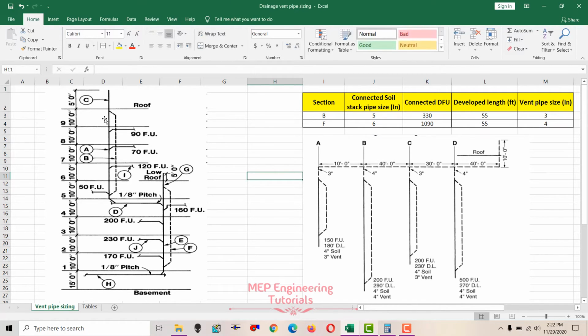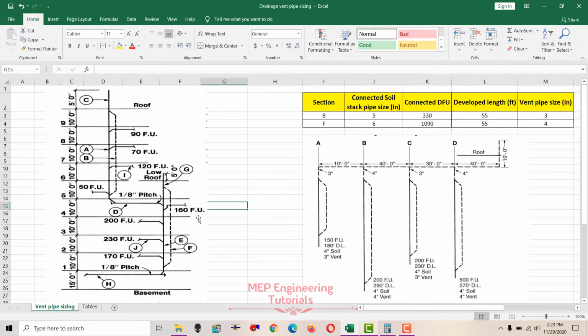So in the first example, you may have noticed that this is the same example I used during the drainage soil stack pipe sizing. If you have not seen that video, I will give the link in the description below. You can watch it because this vent stack pipe size is related to the soil stack pipe size, so you must watch that video.